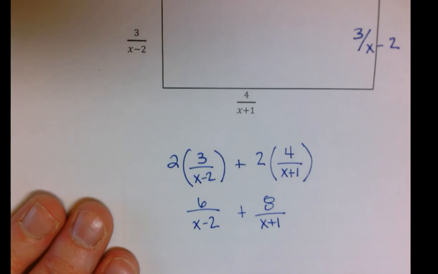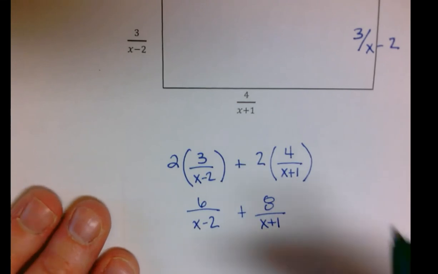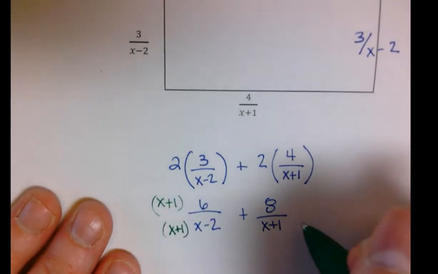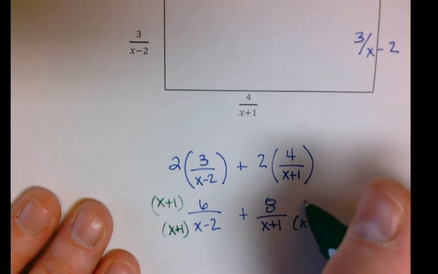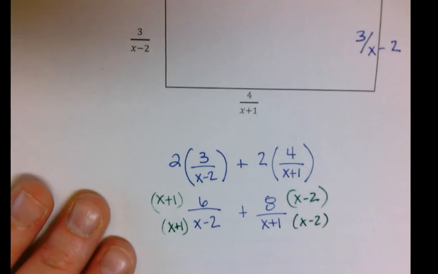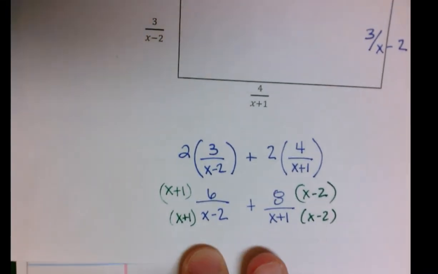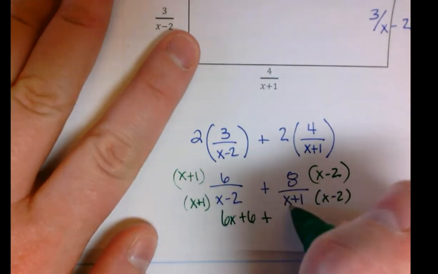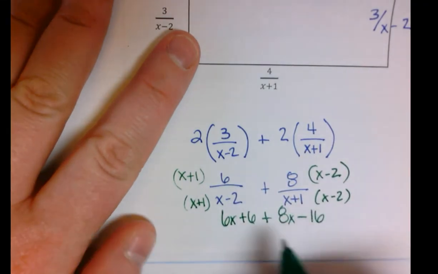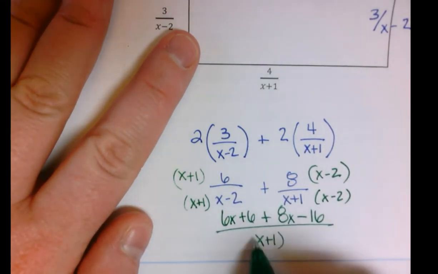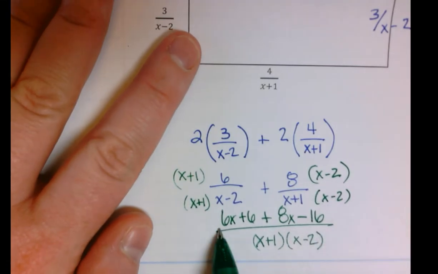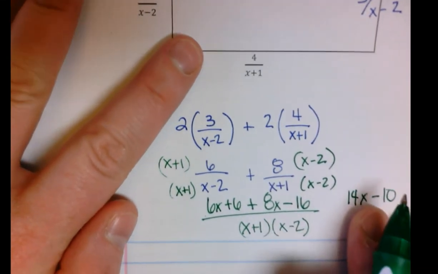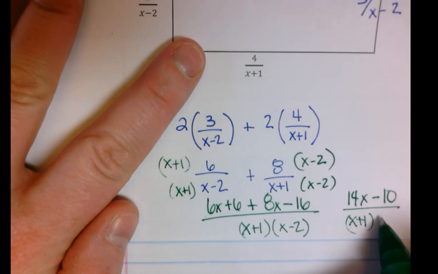Common denominator would be really pretty simple because what is missing? So on this side I'm missing x plus 1, x plus 1. This side I'm missing the x minus 2. I know I'm doing it differently than what I showed before. Multiplying those out, 6 times x is 6x plus 6 plus 8x minus 16, all divided by x plus 1 times x minus 2. 6x plus 8x is 14x minus 10, because 6 plus a negative 16, all over x plus 1, x minus 2.